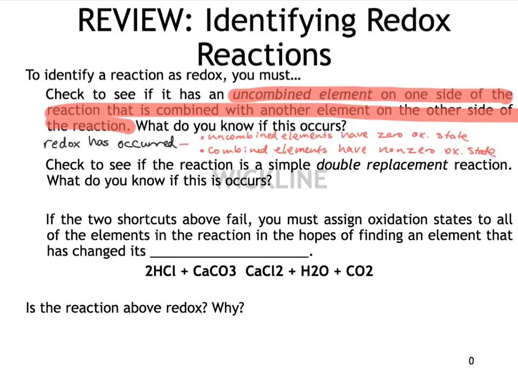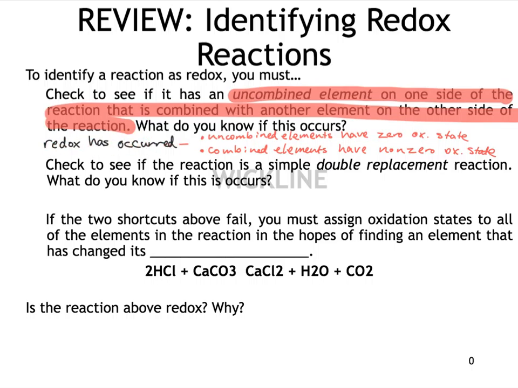Basically, uncombined elements have an oxidation state of 0 by definition, so combined elements have a non-zero oxidation state by definition. And if you have something that's uncombined on one side and combined on the other, then obviously it's going from 0 to non-zero. So that means that electrons have moved around and that redox has definitely occurred.